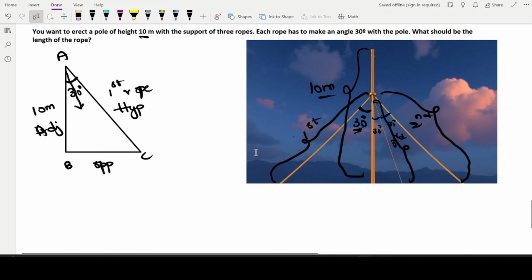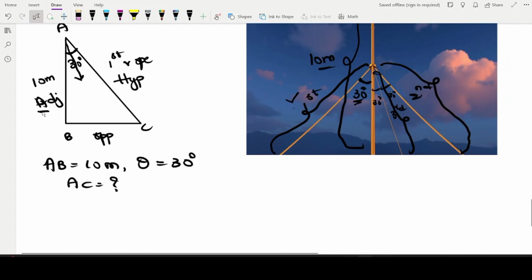So we need to find the length of the first rope, second rope, third rope. If we find one, the length of the other 2 ropes will be the same. Then we can add the first rope, second rope, third rope together. So let me start here. AB equals 10 meters and the angle that he has given is 30 degrees. He is asking us to find the hypotenuse. The trigonometry ratio that combines the adjacent side and hypotenuse would be cos theta equals adjacent side divided by hypotenuse. So we know that theta is 30 degrees.